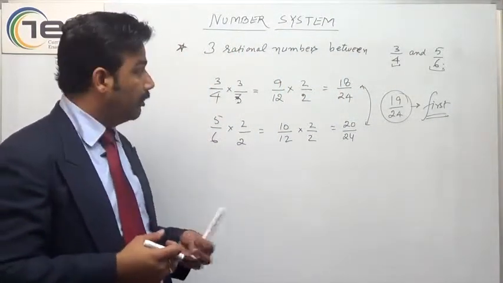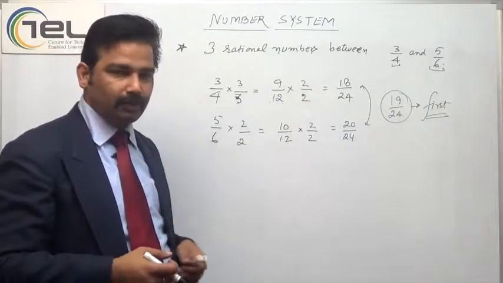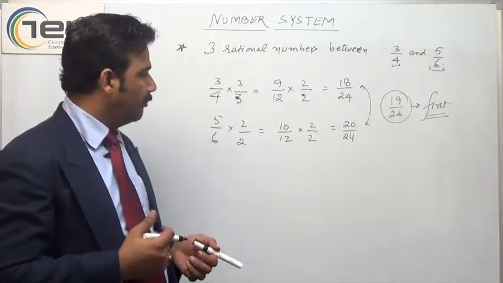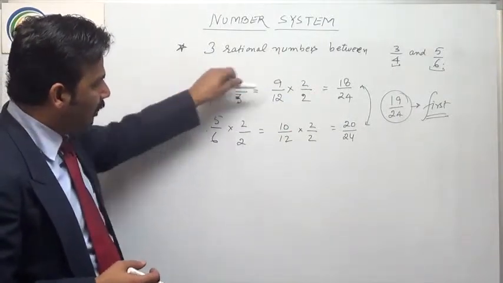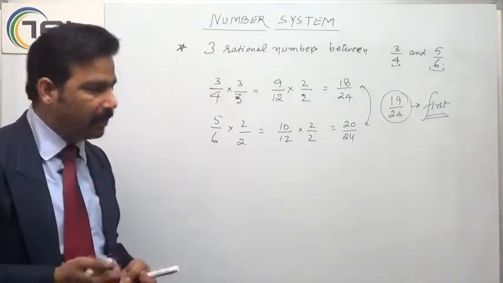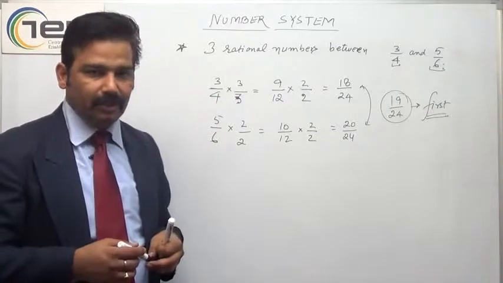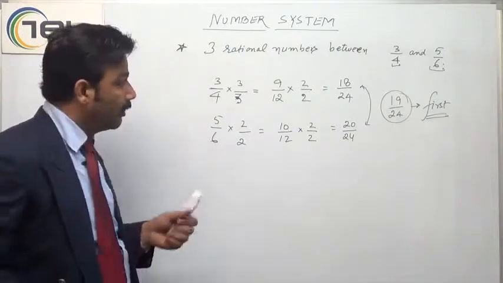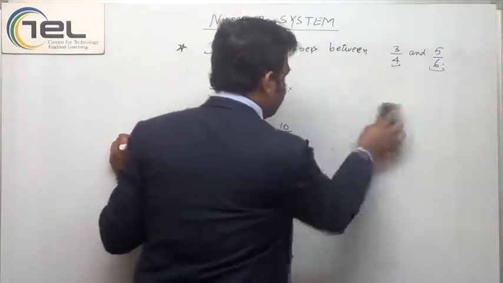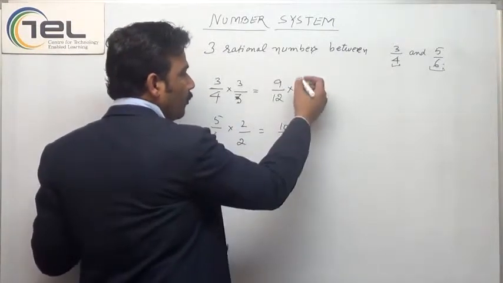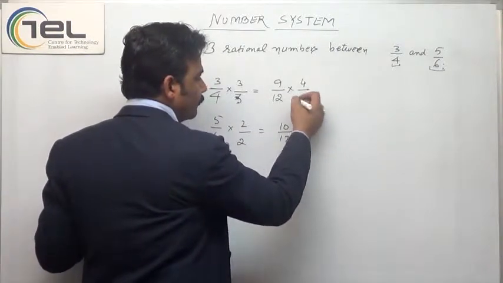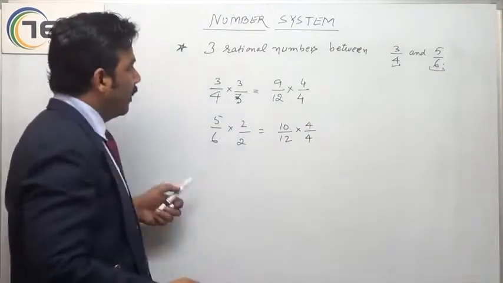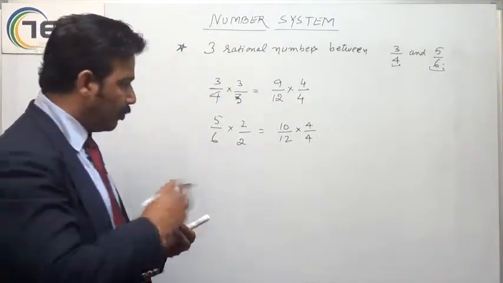Now I have to find another one. So what should I do? Should I multiply them again by 2 or by 3? Or I can again multiply 9 by 12 and 10 by 12 by such a number which will give me 3 rational numbers. So directly, I can multiply 9 by 12 with 4, and 10 by 12 with 4, because I need 3 rational numbers.